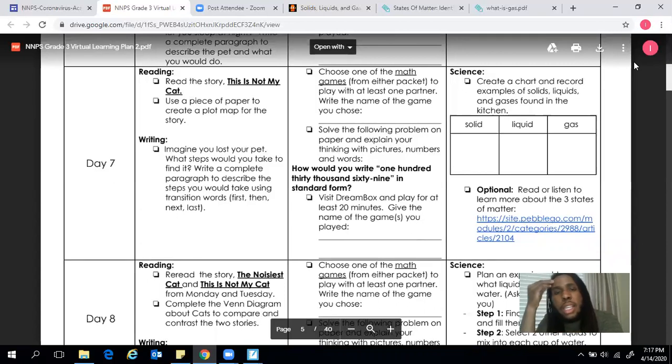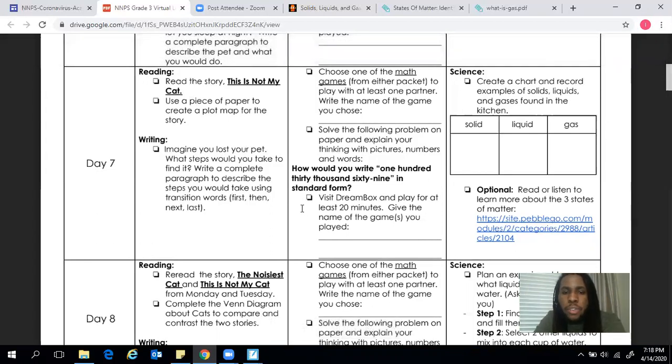For math, it says to choose one of the math games from either packet, this one or the last packet, to play with a partner. If you have a brother or sister or mom or dad at home, anyone who's at home can be your partner for one of those games. And then you have to solve the problem that's written on the paper here. This is how would you write this number in standard form. We're going to revisit some place value skills and talk about what that means. And then it says to go to Dreambox and play for about 20 minutes. You can write the name of the game you played.